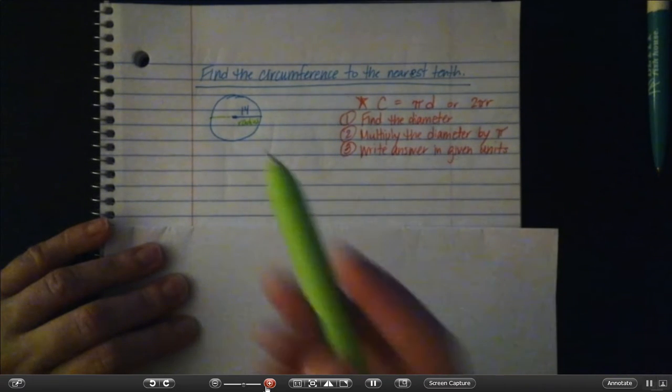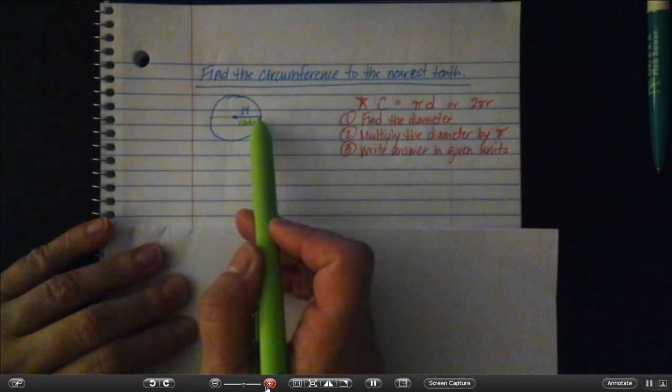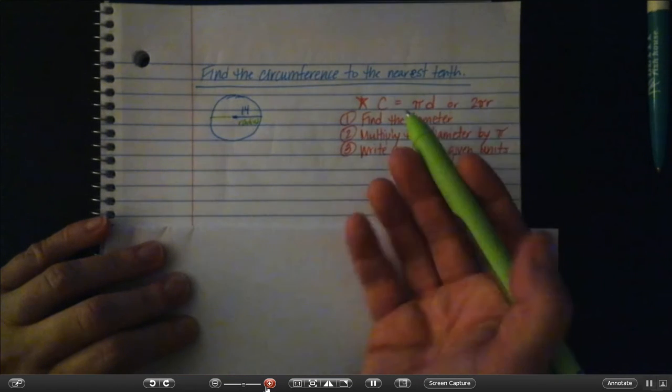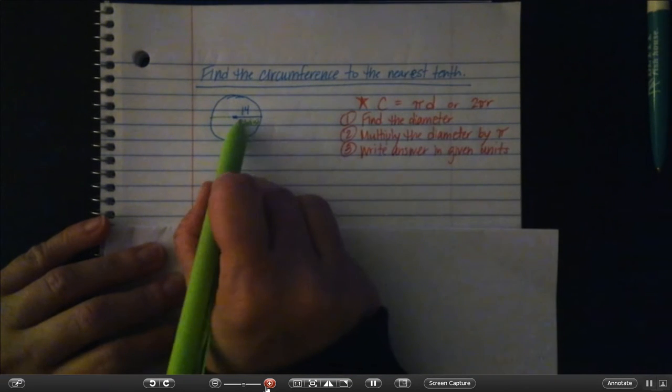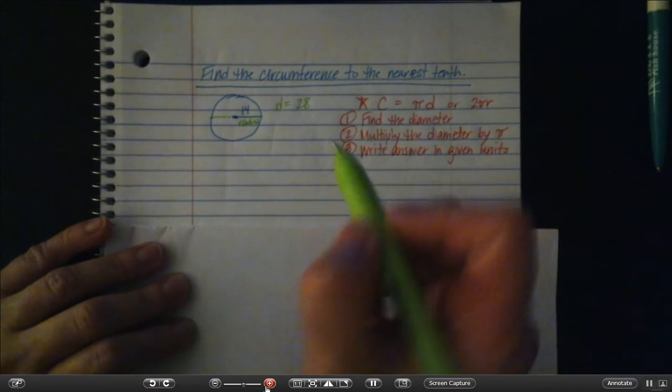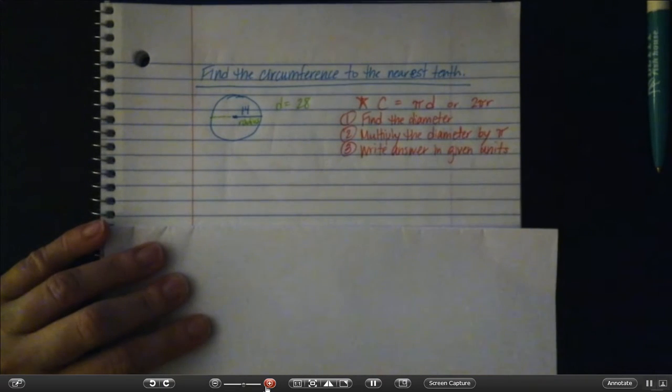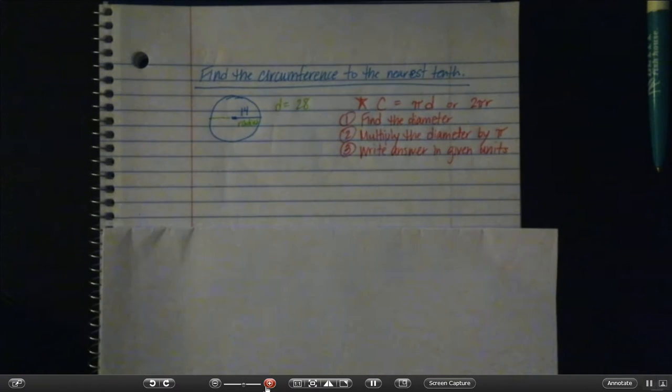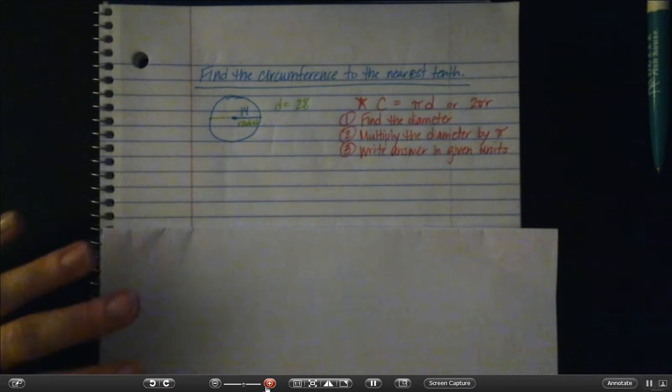Pi d. Pi times the diameter gives you the circumference. Okay? So find the diameter. If the radius is 14, then the diameter is 28, right? Because it's twice the radius. Now I have to multiply that by pi. I can do that 2 ways. Oftentimes the directions will tell you if they want you to use 3.14 for pi, or if they want you to use 22/7 for pi.